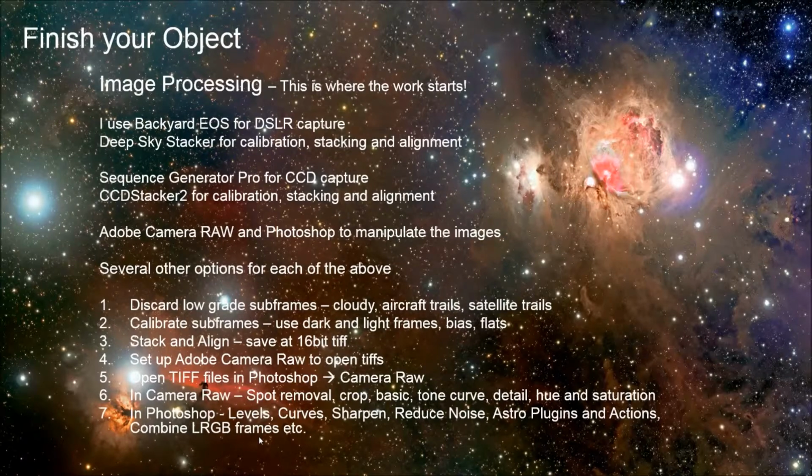And then of course in Photoshop there's whole books and many tutorials on doing astrophotography in Photoshop, but you're going to do levels, curves, sharpen, reduce noise, and I talked about the Astro plugins and actions. You can also use Photoshop to combine, if you've got a monochrome camera, a CCD camera, LRGB frames and assign them to colors, or if it's narrowband, assign the colors and, using layers and screen modes, create a color image out of the individual monochrome images.